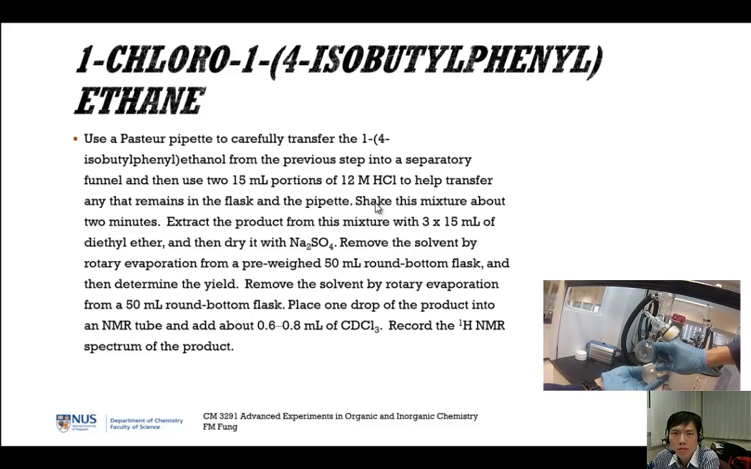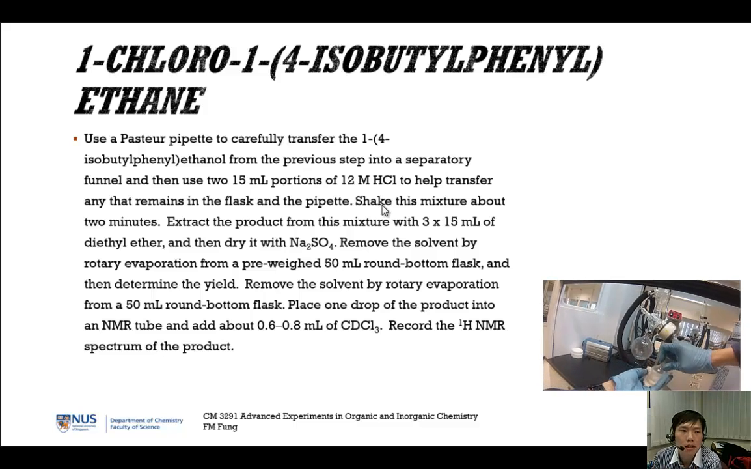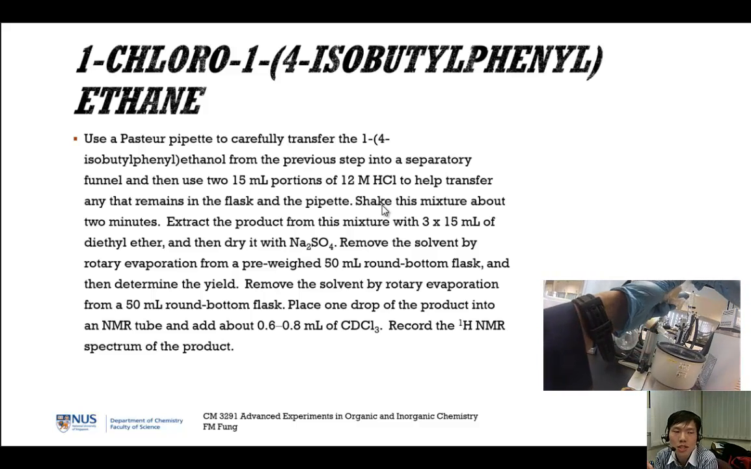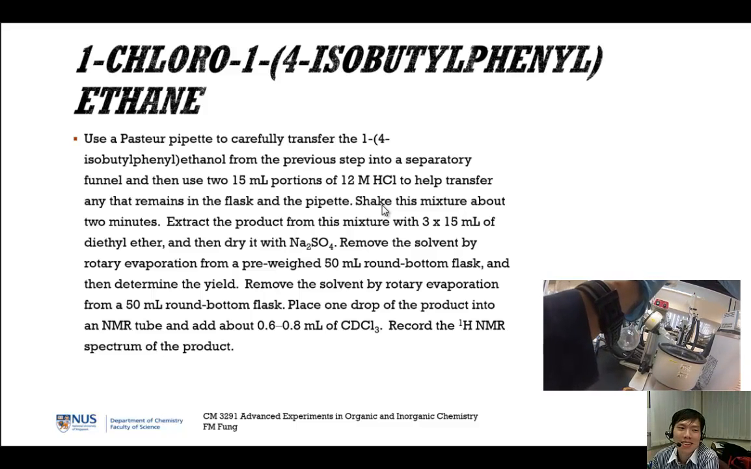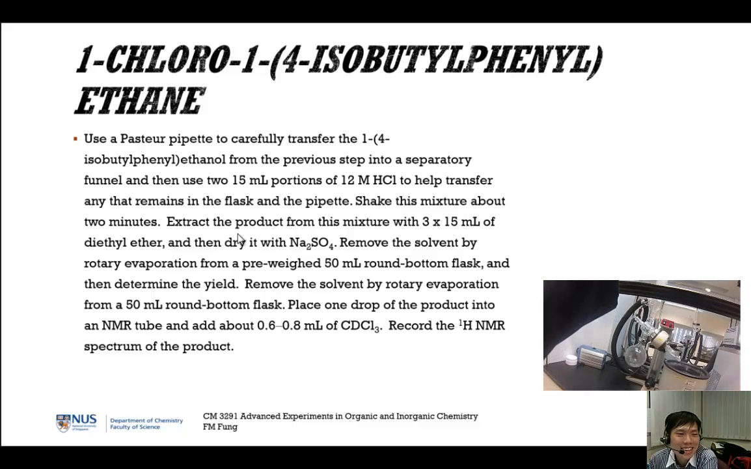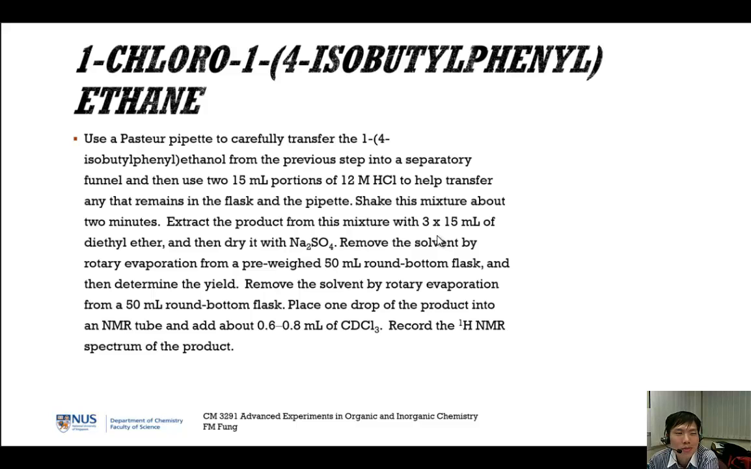So intermittently try to vent it, okay? You don't want to have a lot of pressurization inside your reaction setup, and boom, explosion. Okay. Extract this product from the mixture with 3 times 15 ml of the same solvent, diethyl ether, and then dry with anhydrous sodium sulfate. So it's the same step you did in year 2, extraction and drying agent. Remove the solvent by rotovap again.